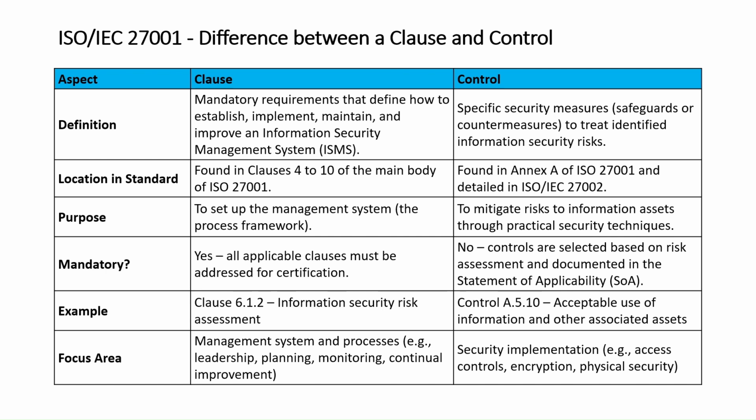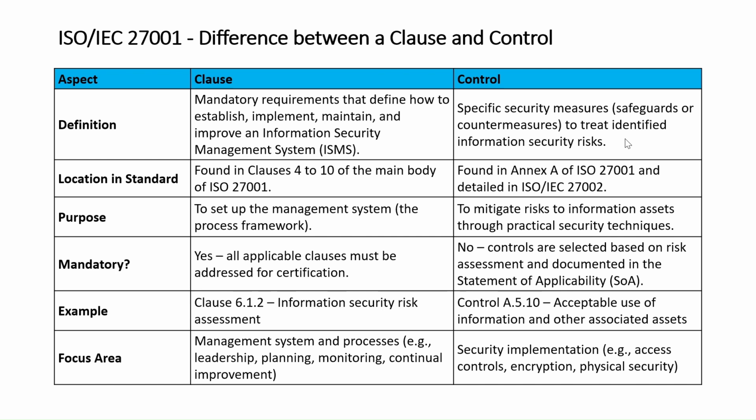What is the difference between a clause and a control? A clause is a mandatory requirement that defines how to establish, implement, maintain, and improve the ISMS, whereas a control is a specific security measure that is used to treat the identified information security risk. The clauses are found in clauses 4 to 10 of the main body of ISO 27001. Clauses are mandatory. All applicable clauses must be addressed for certification. Controls are not mandatory. Controls are selected based on risk assessment and documented in the statement of applicability.